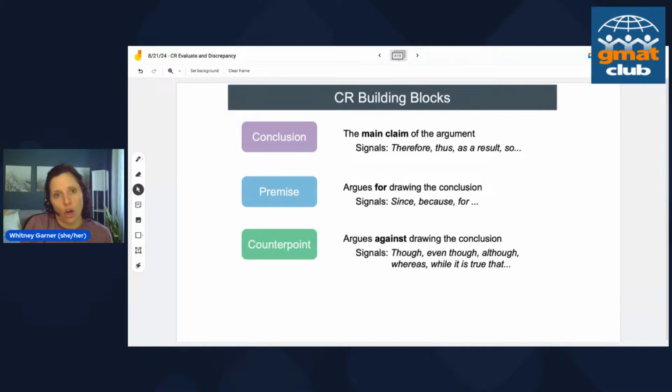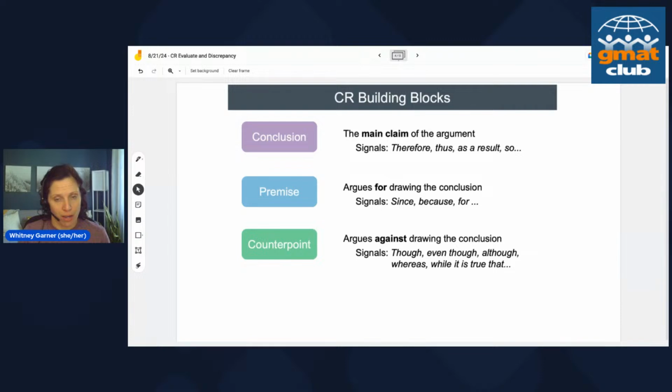So although this is true, while it's true that this product is very expensive, we really should still buy it. Now, even though it's so expensive, it's still worth it, right? And so when I look for a counterpoint, counterpoint is the language of concession. I'm acknowledging something negative, but it's not going to keep me from my ultimate conclusion.